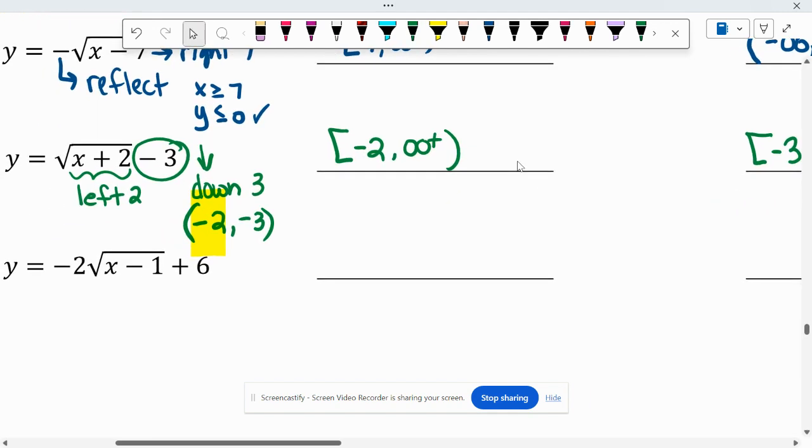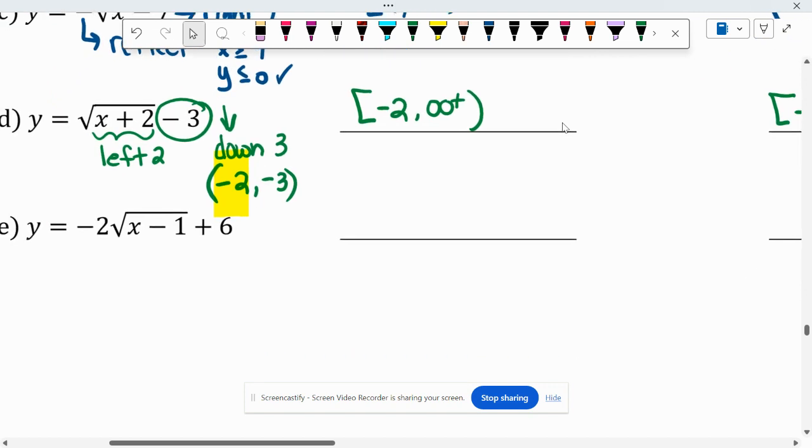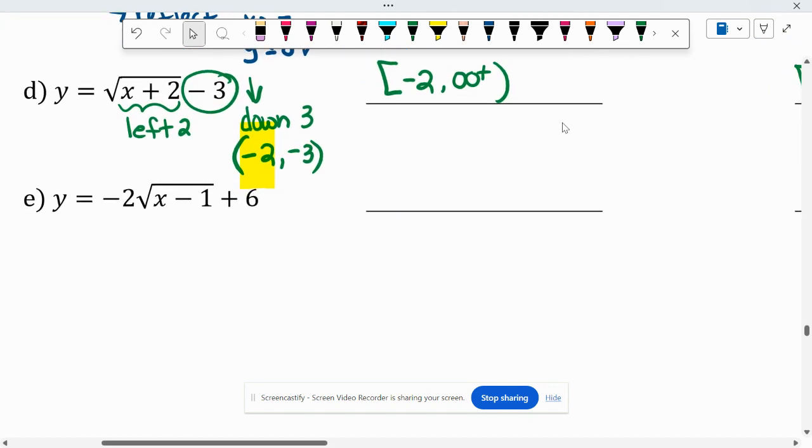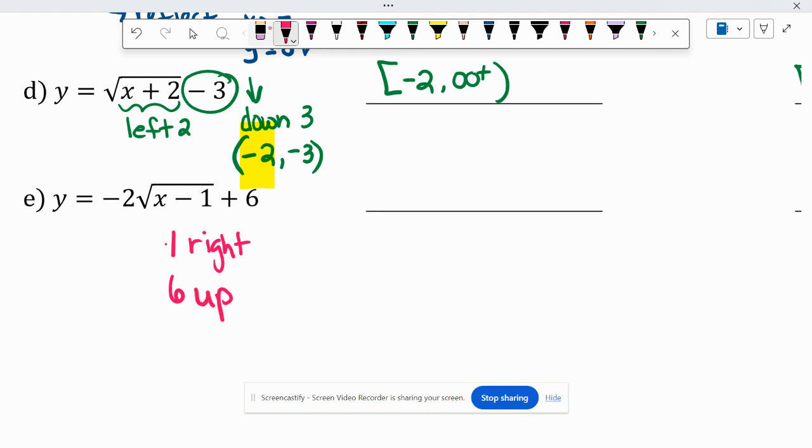Okay. Let's look at this next one. What is happening? What does this minus on the inside mean? Yeah, 1 unit to the right. What's this plus on the outside mean? 6 up. So if I start at 0, 0, and I move to the right 1, I'm now at the ordered pair 1, and if I move up 6, yeah. So my smallest x value is now 1.